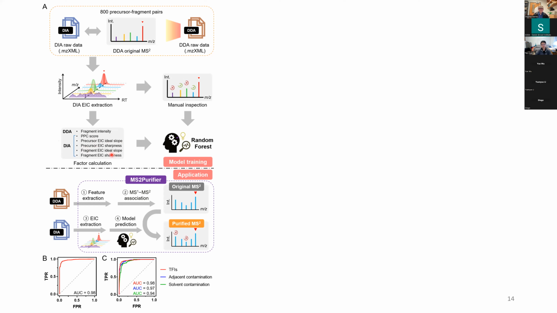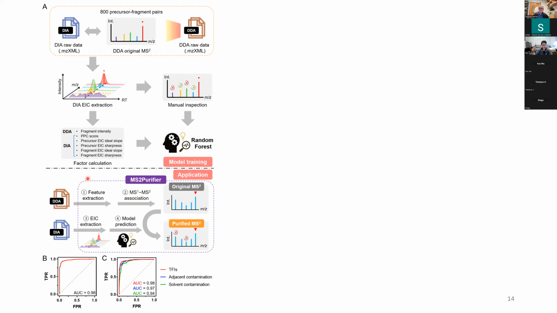All these are, we believe, possible features that can be used in the model. And on the other side, we do manual inspection by manually taking a look at the peak-peak correlation in the DIA analysis to tell whether it's a true fragment or more likely to be a false fragment. From there, we trained a random forest model. And furthermore, based on this model, we developed a complete bioinformatical pipeline called MS2 purifier.